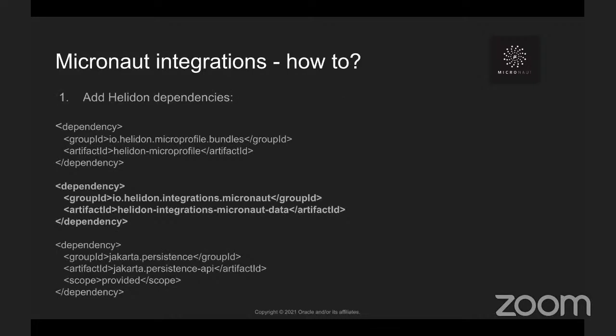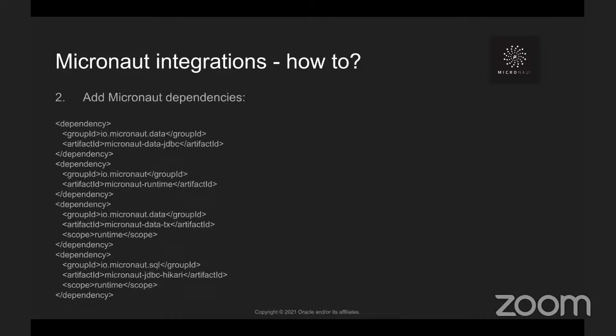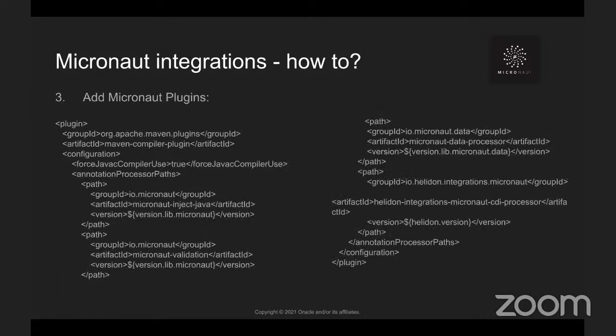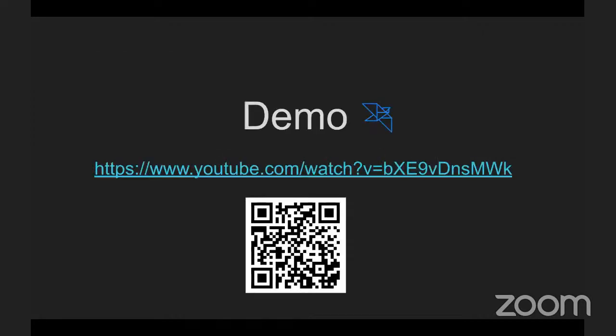So how can you do this? Actually, you just add one dependency, like Micronaut Data here, for example. You should add the Micronaut dependencies themselves. Then the next step is this plugin, because it builds all the beans at compile time, and you're actually ready.